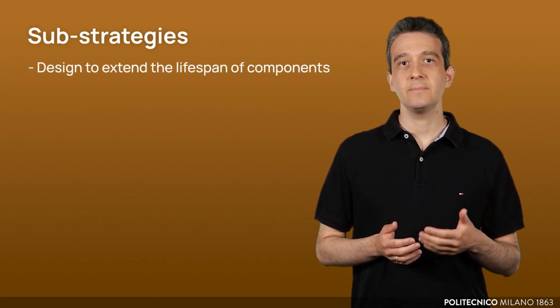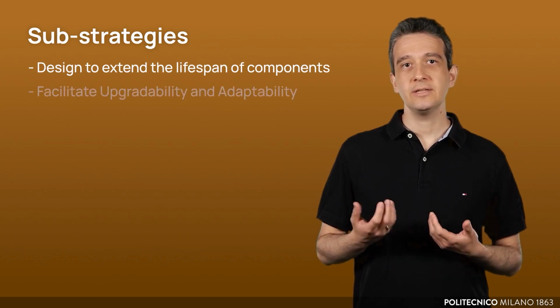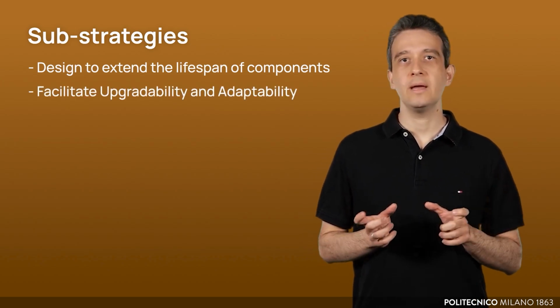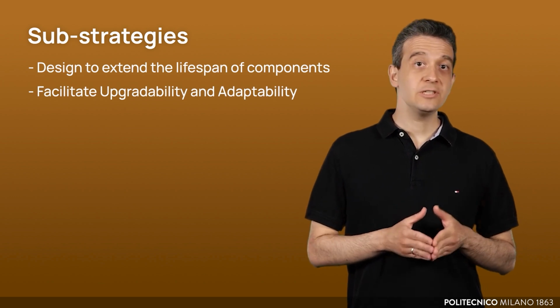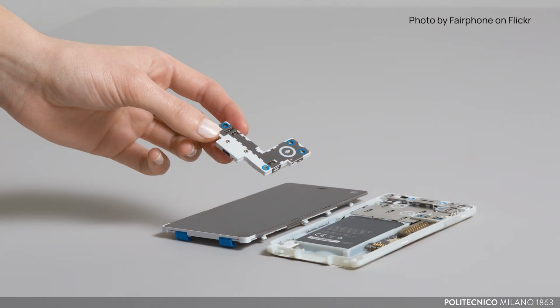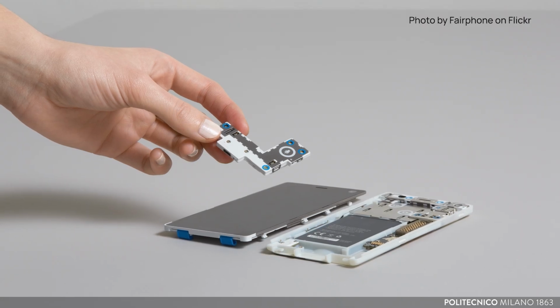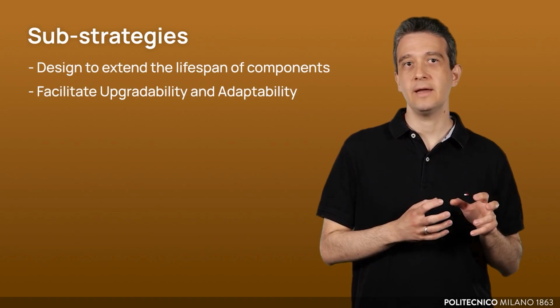There are several sub-strategies to extend the useful life of a product. We can design to lengthen the lifespan of components or design to facilitate the upgradability and adaptability of the product, both at the software and hardware level. A very interesting example is Fairphone, a mobile phone designed to tackle technological obsolescence thanks to a design that is easy to disassemble and upgrade.